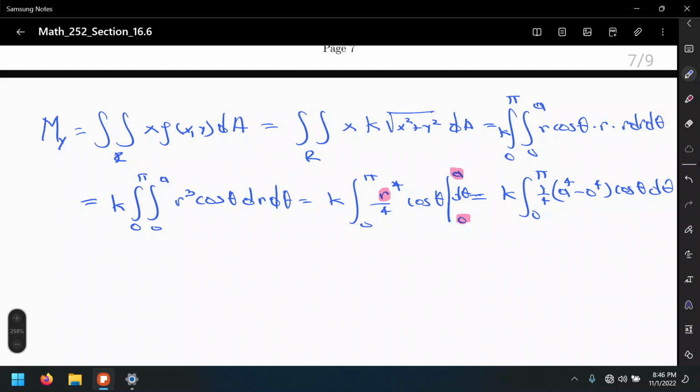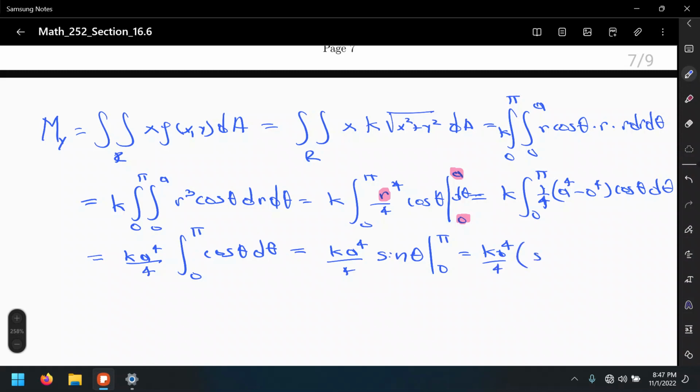Again, a to the fourth minus 0 to the fourth is just a to the fourth times 1/4, and I'm going to write that outside with the k. So k a to the fourth over 4, integral from 0 to pi of cosine theta d theta. The integral of cosine is sine, from 0 to pi, so that's k a to the fourth over 4 times sine pi minus sine 0. But what's sine pi? 0. What's sine 0? 0. So this whole thing is 0.